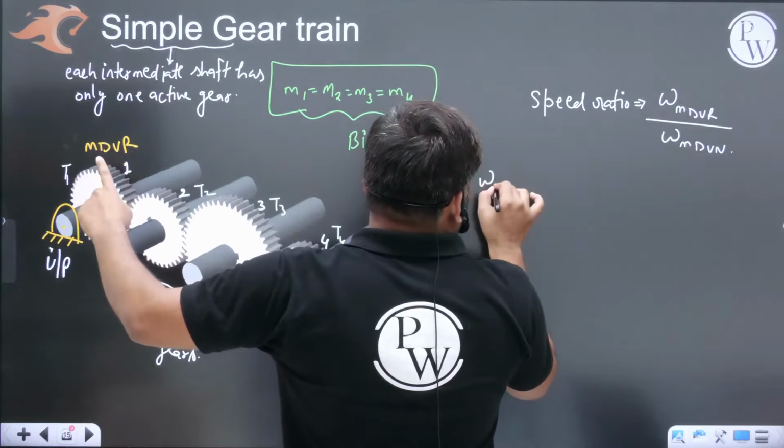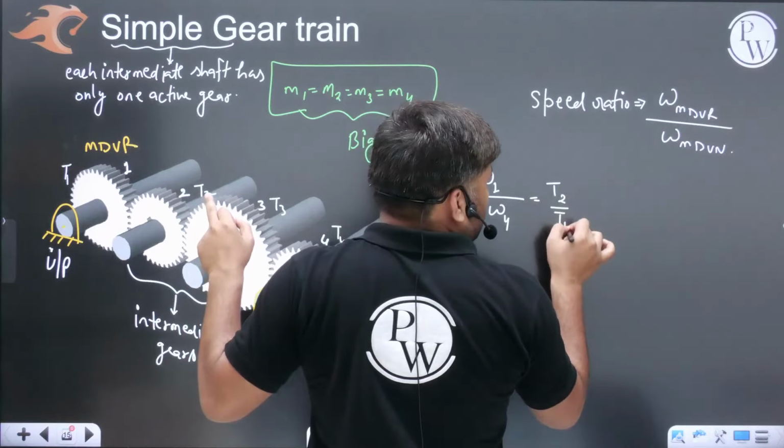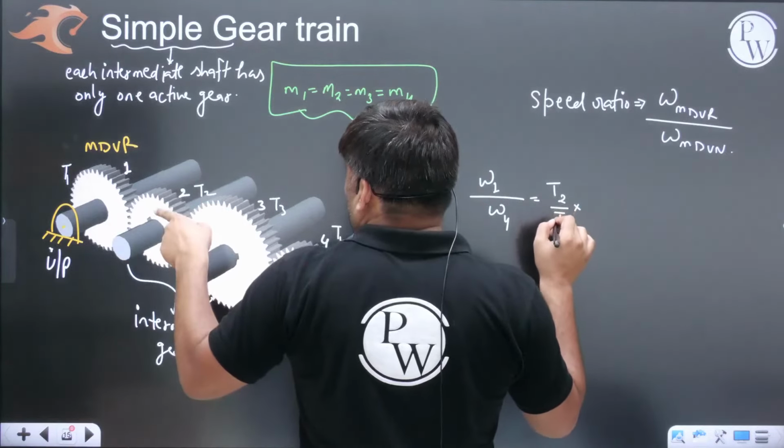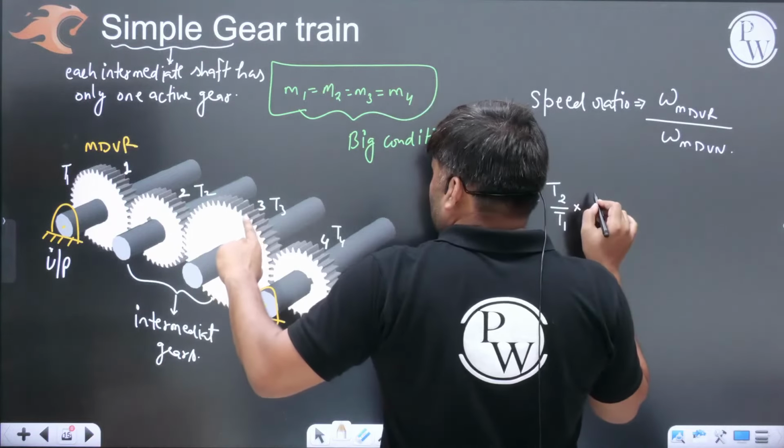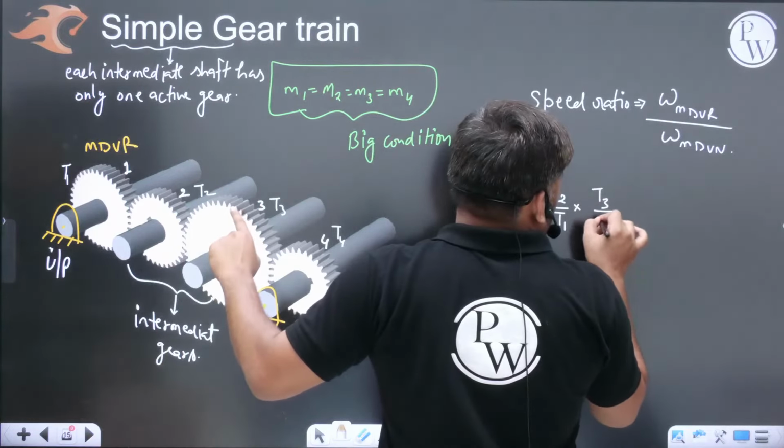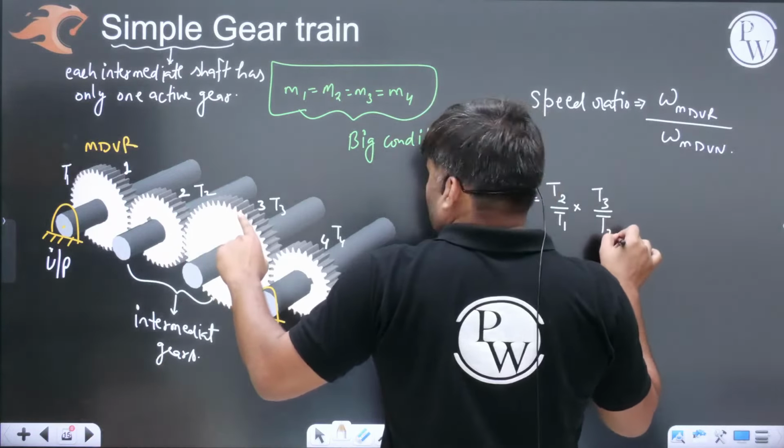How can this be written? 1 is driving 2, so T2 by T1, multiplied by, now 2 is driving 3, so T3 by T2. Now 3 is driving 4, so T4 by T3. How have I written this?